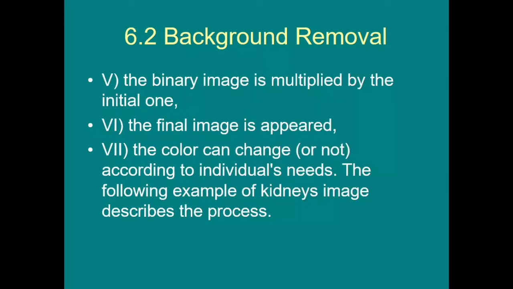Fifth, the binary image is multiplied by the initial one. Sixth, the final image is displayed. Seventh, the color can change or not according to the individual's needs. The following example of a kidneys image describes the process.